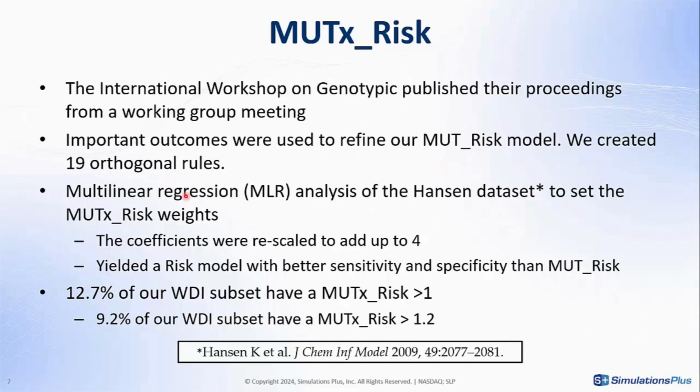We ended up creating 19 rules here, and then to get the scores for those, we applied our models to a Hansen data set from this publication here. And it's a fairly large curated set of data. We used multiple linear regression to get the coefficients for the mute risk and come out with a score for each one of those. And I'll show these here in a second. In our hands, 12.7% of the World Drug Index have a mute risk above 1, and 9.5% have a mute risk above 1.2.